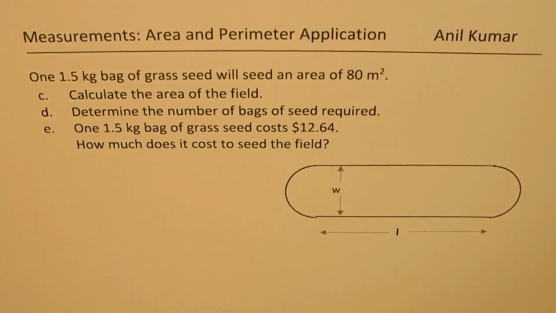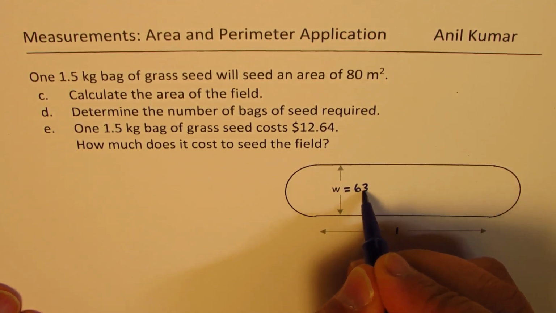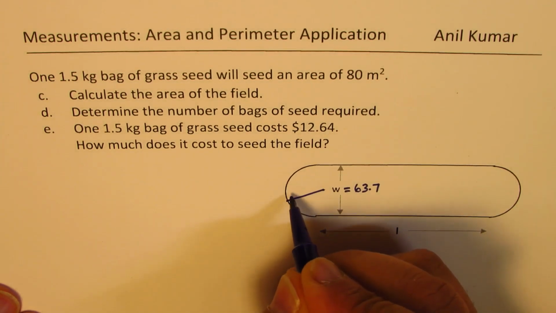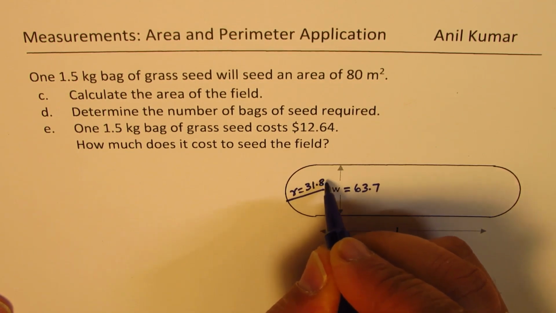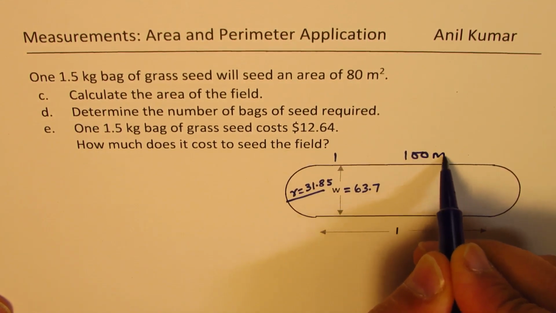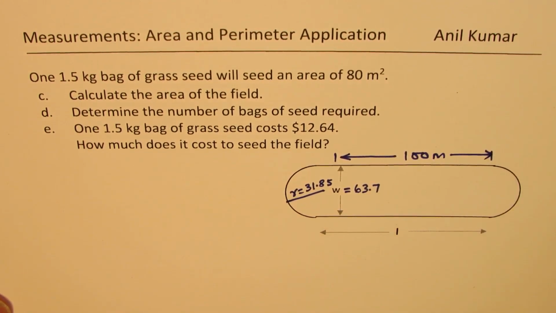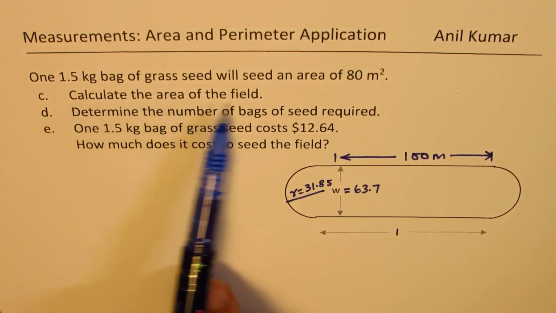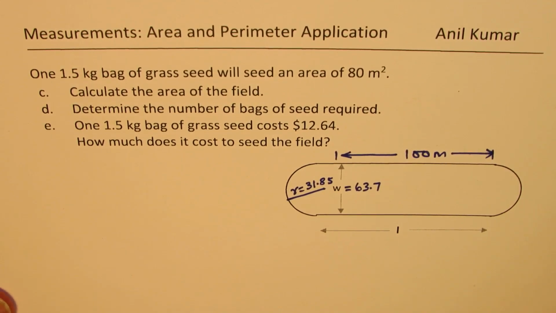So let me write down what we have found here. We found that the width is equal to 63.7, radius R is half of this, which is 31.85, right? And this portion is 100 meters, the straight portion for this track of 400 meters, right? So this is all we calculated already. Now let's calculate the area of the field. So the area of the field will be area of the rectangle plus the area of a circle, right?